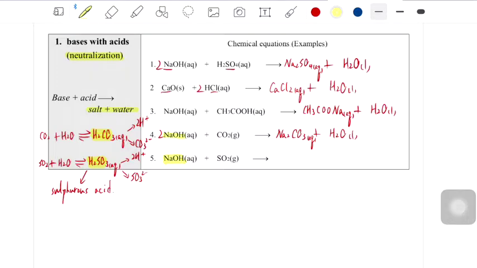So the product is going to be sodium sulfite. Again, group 1 is all soluble, plus water. Remember to balance the equation. So that's the most simple reaction between acid and base, neutralization. The format of my notes may look a little bit different compared to yours, but it's got more space for me to write. Let's move on to the second type.